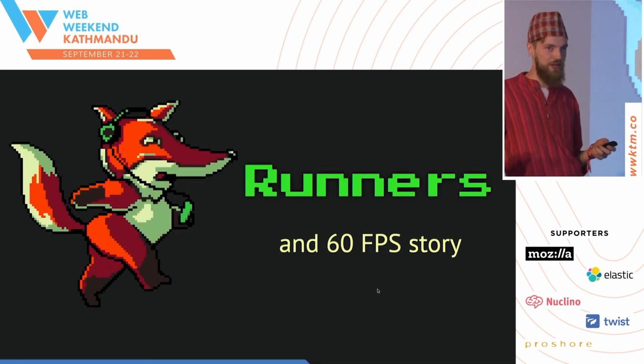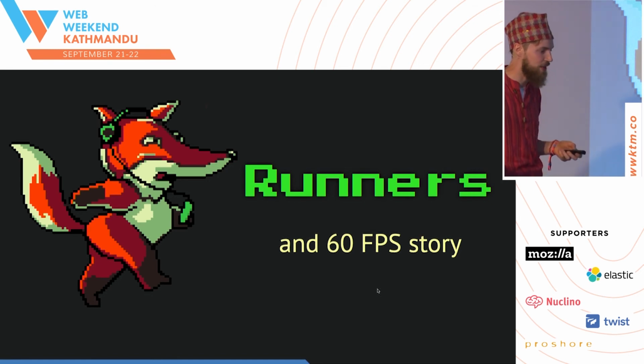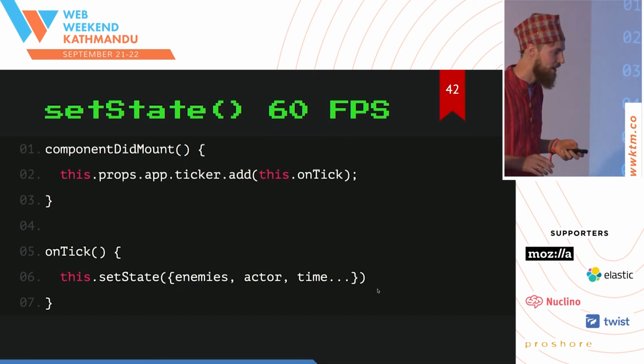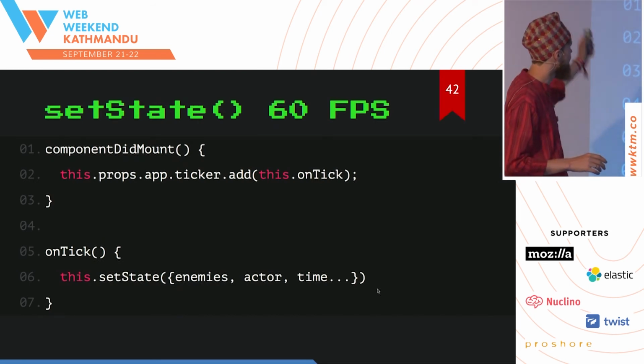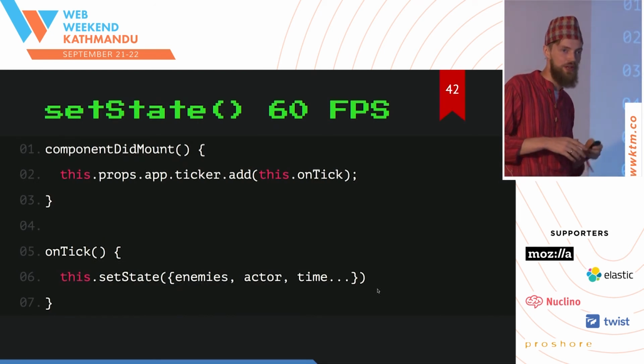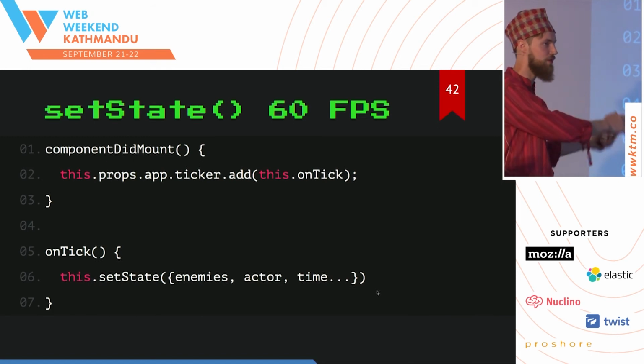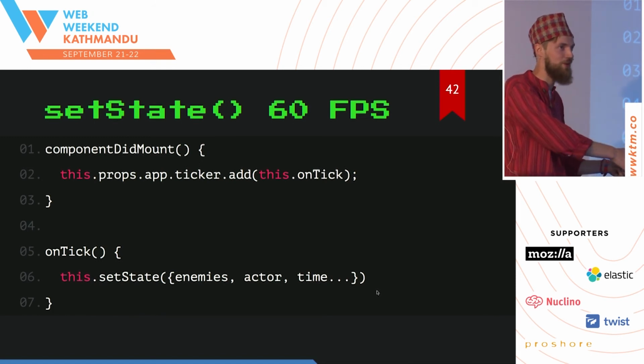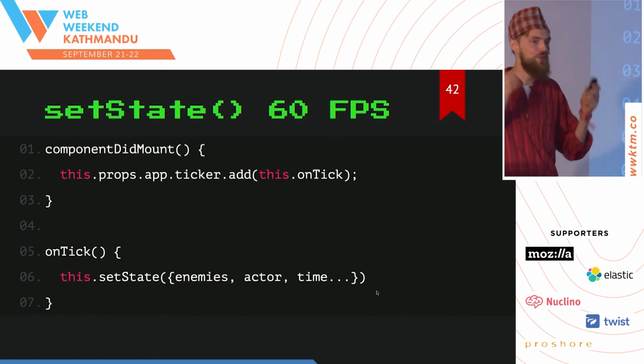And what about runners? It's good for static games like chess, but what about runners? Because runners are a 60 FPS story. If you can make set state, you might want to make all frames from state, but that's the wrong way.